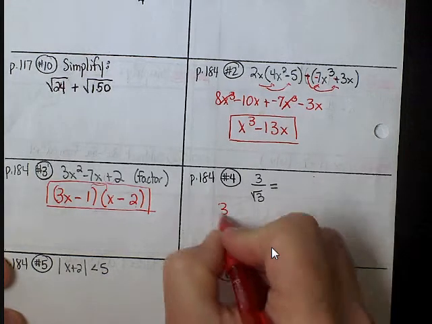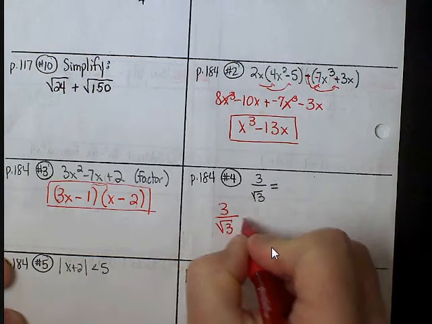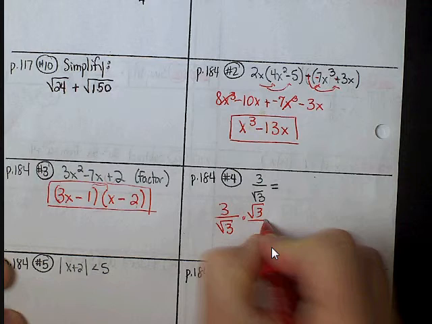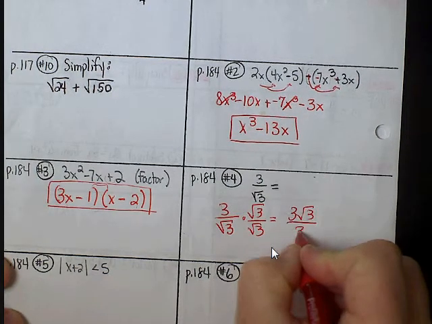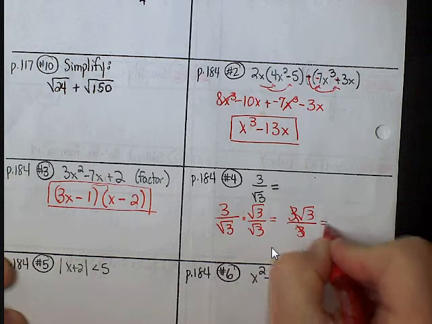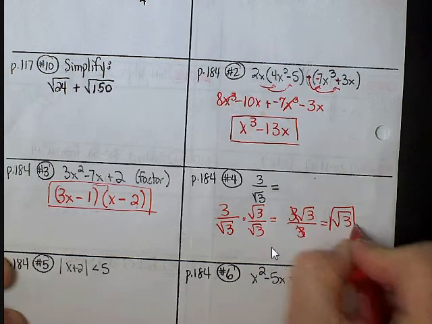Number 4 on page 184, we're looking to simplify this. Remember, when we're simplifying, we're not allowed to have that square root in the denominator, so we multiply top and bottom by that square root, and we're left with 3 square roots of 3 over 3, and the 3's cancel, and you're just left with radical 3.